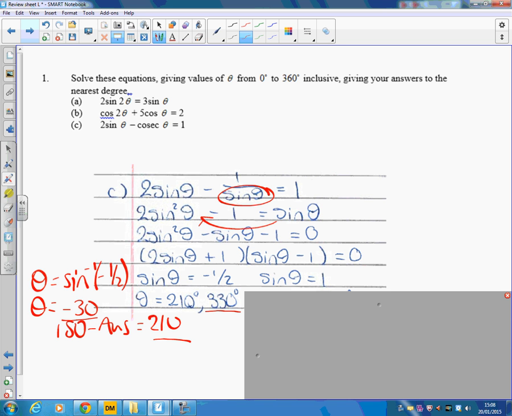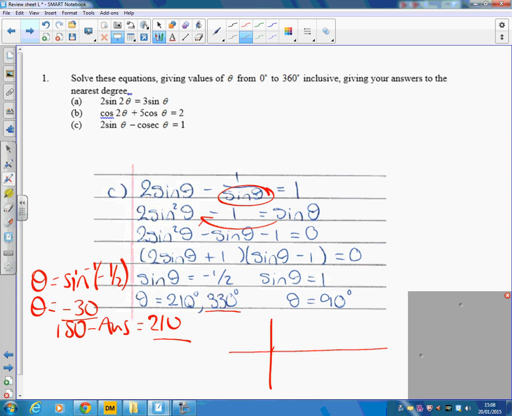Then over here, sine theta equals 1. So if we do inverse sine of that, we get 90. There's no other answers there because in the range 0 to 360, sine only gets up to 1 here, so that's our only answer.